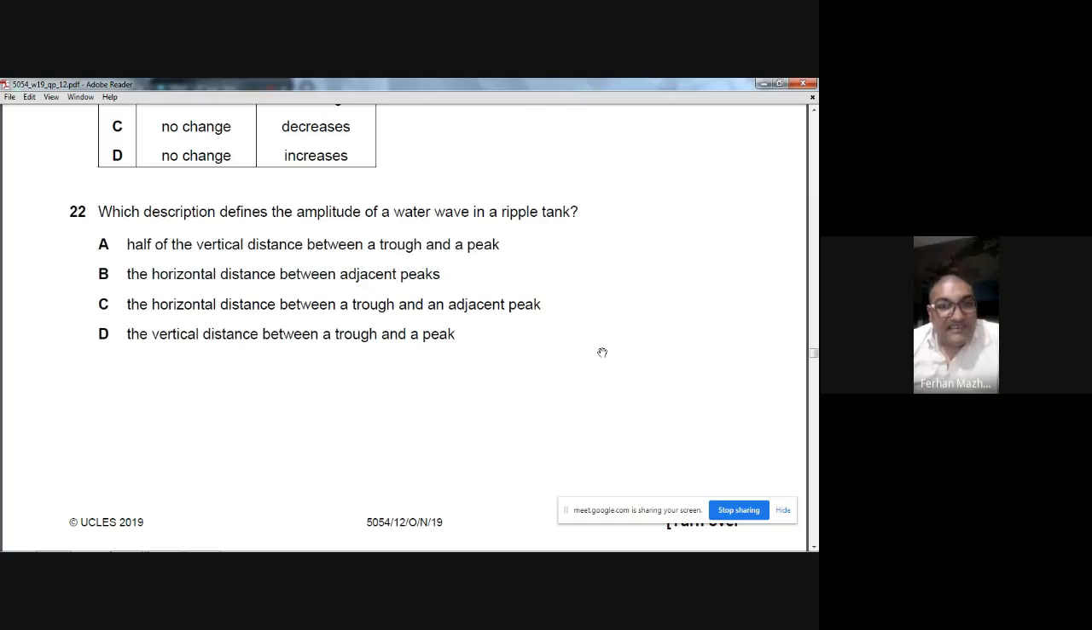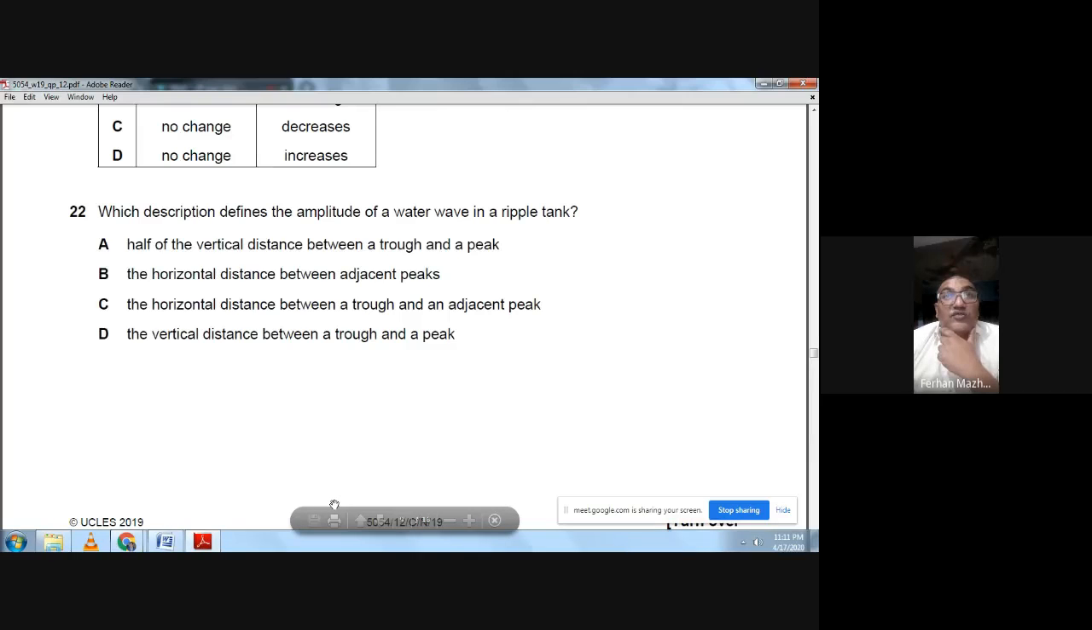That's not the distance. The amplitude means from the mean position how high you went, or from the mean position how low you went. So if you talk about the top and the bottom, the trough and the peak, then whatever that vertical distance is, divided by 2, you will get the amplitude. So 22, A is the option. Next question, 23, on your screen.